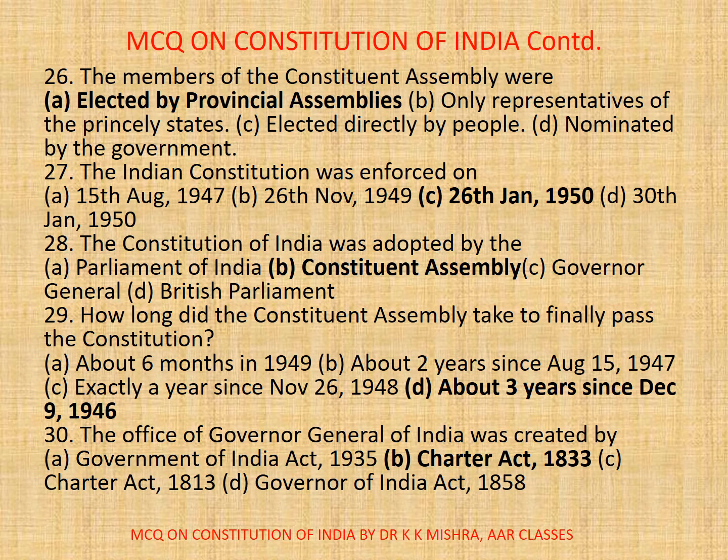26. The members of Constituent Assembly were A. Elected by Provincial Assemblies, B. Only representatives of the princely states, C. Elected by the people, D. Nominated by the government. Correct option is A. Elected by Provincial Assemblies.